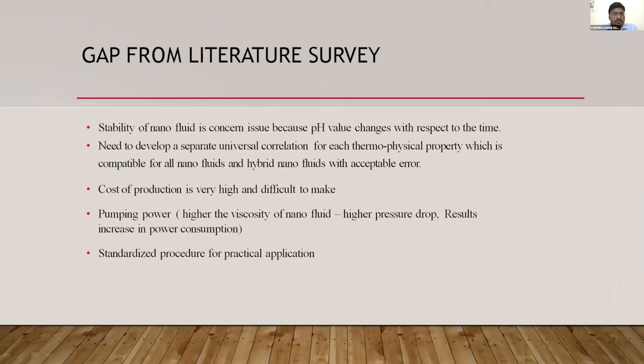So, the gaps from the literature survey are as follows. The very first is the stability of the nanofluid used inside the parabolic trough collector, because as time goes on, the pH value increases or decreases due to its stability, and the particles accumulate. We need to develop a separate universal correlation for thermophysical properties, because they vary with temperature, and we have to give an expression. The cost of production is higher, pumping power has to increase, and a standard procedure is needed.